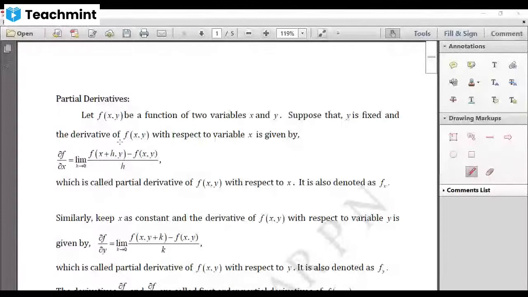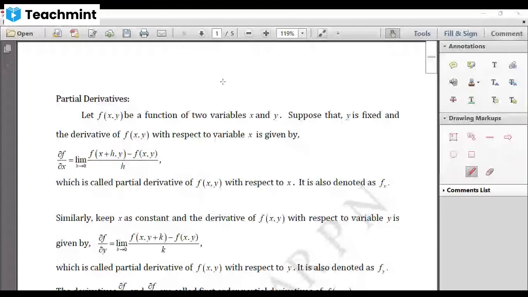See, in the lower classes or in the lower semester, you have studied derivative of a function of one variable. There you had one independent variable and one dependent variable. Say for example, if x is the independent variable, then you had f of x, which is dependent on x. Since your function is dependent on only one variable, you are differentiating your f of x with respect to x only.